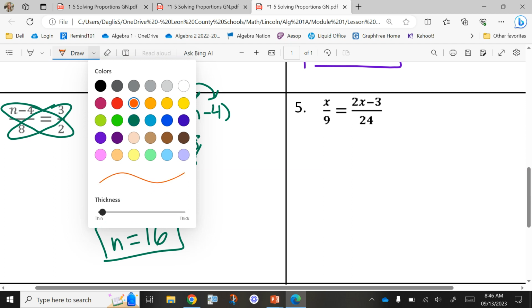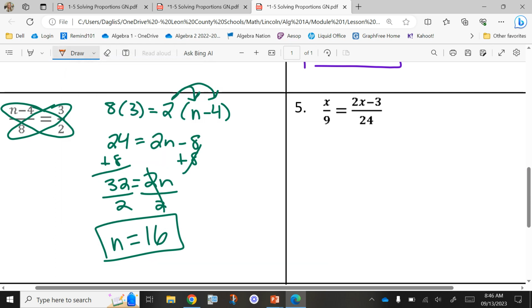So let's do orange. Cross multiply. I'm going to do 9 times 2x minus 3. And it's going to equal x times 24. What am I going to do with that 9? Distribute. So when I distribute 9 to 2x, what does that give me?